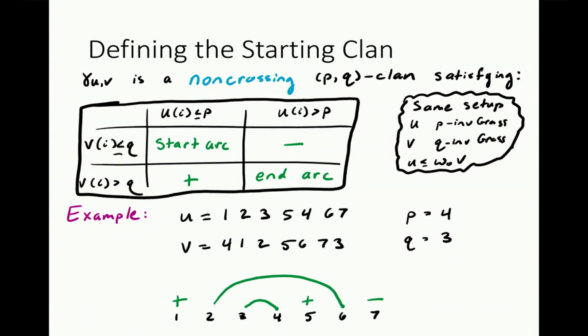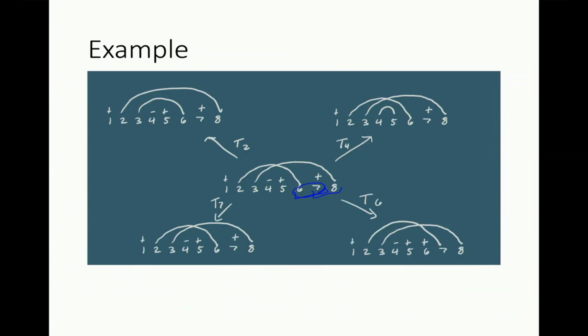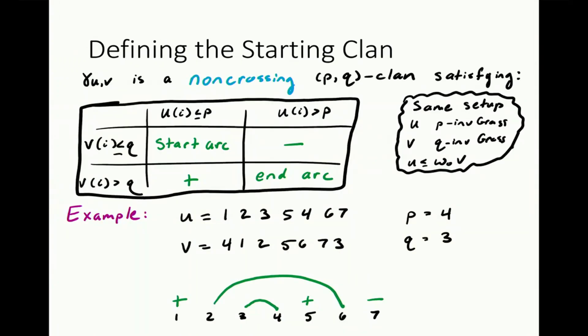So looking here, for instance, at position 1, we have that 1 is strictly less than 4, so this is small with respect to P. I'm mixing up my inequalities here, but 1 is less than or equal to 4, and we have that 4 is strictly greater than 3, and so we're going to get a plus there. Here, for instance, at position 2, these are both small relative to P and Q respectively, so we start an arc there.